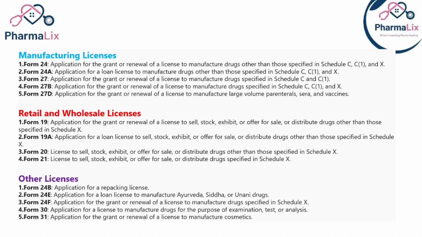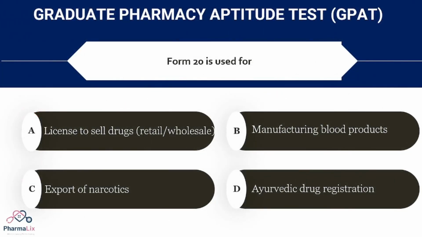Now let's see what are the important categories we need to remember. For licensing, these are the forms important, such as Form 24, Form 24A, 27, 27B and 27D. For retail and wholesale, Form 19 to Form 21 is important, and for other licenses, these are the forms which need to be remembered, and we are going to discuss them in our upcoming questions as well. So let's move to our next question.